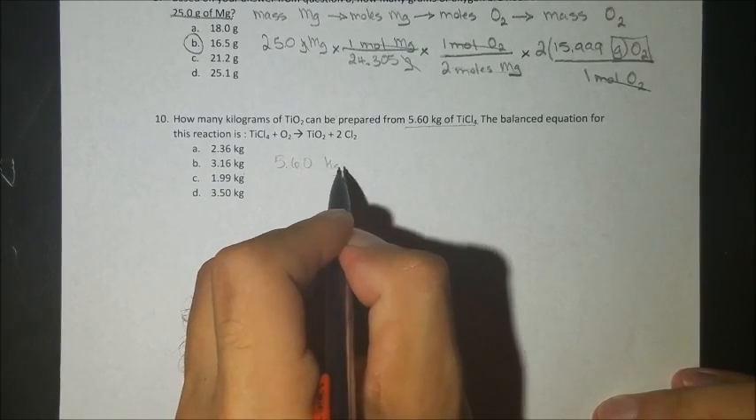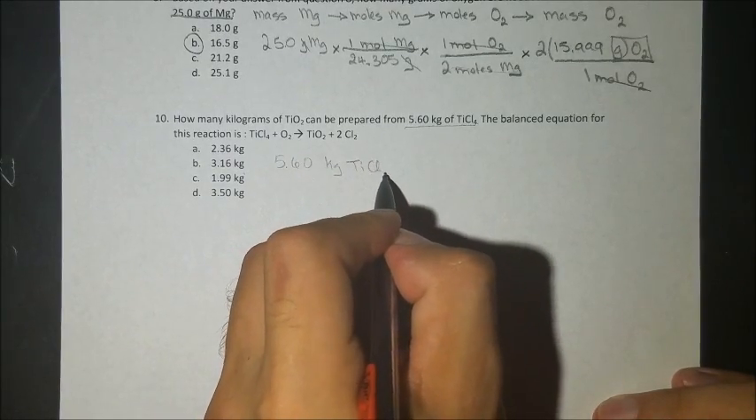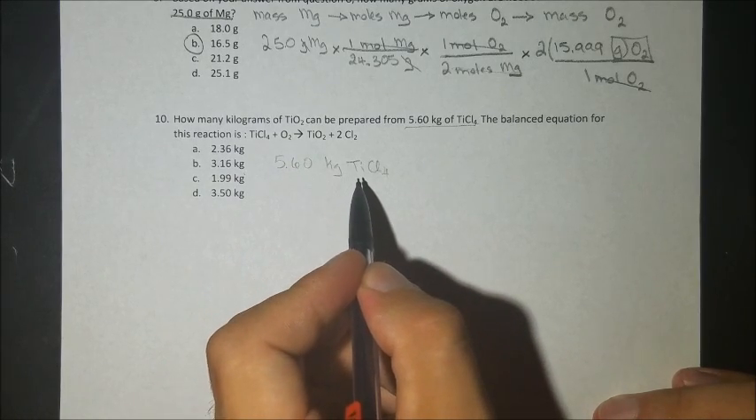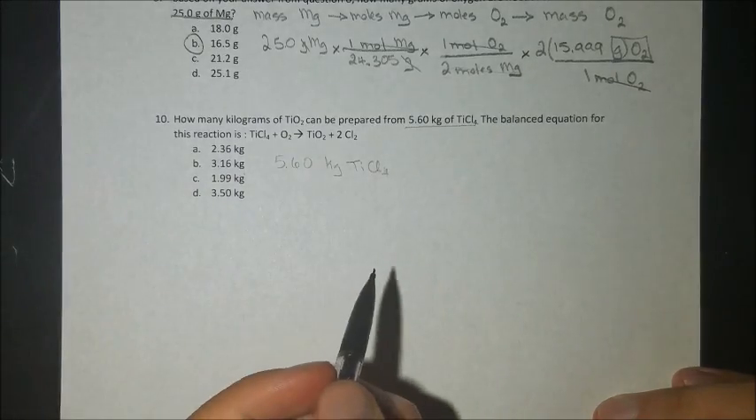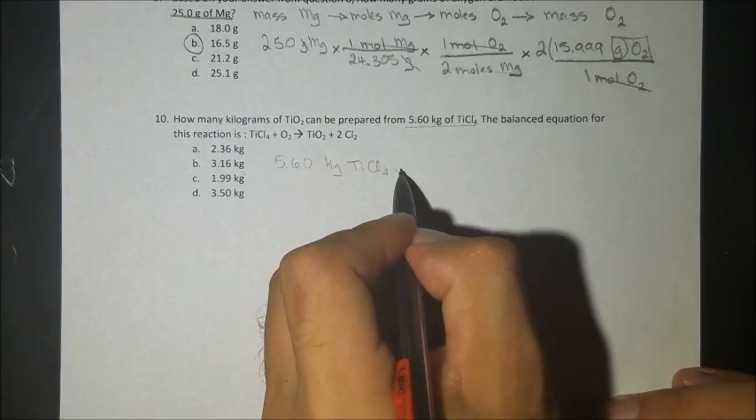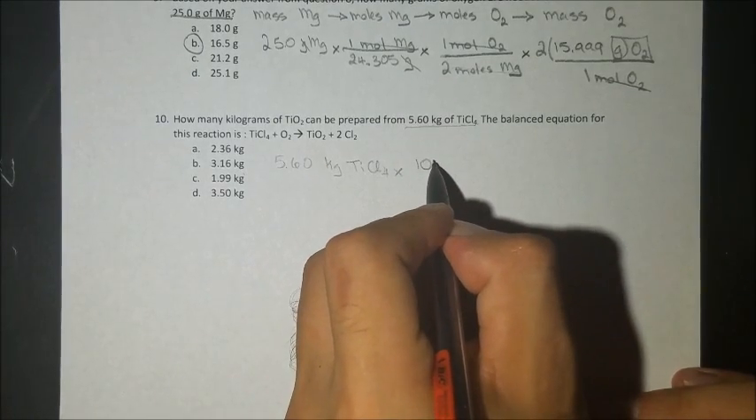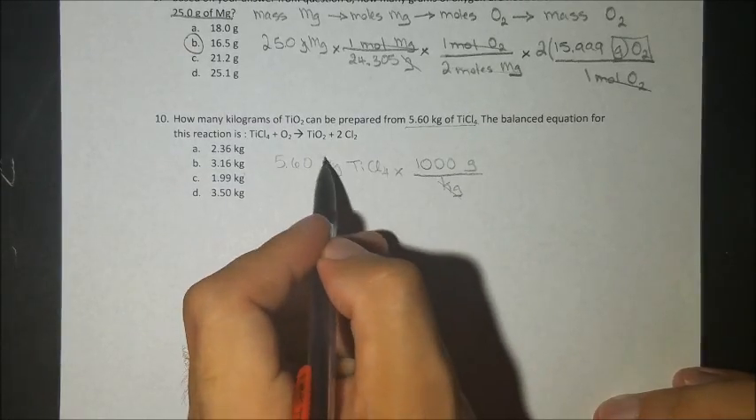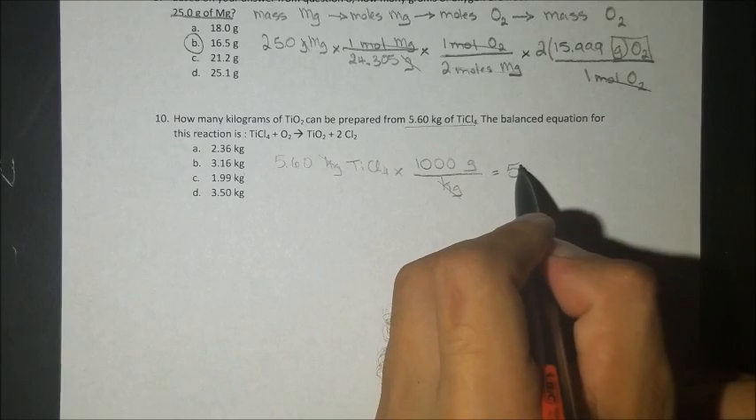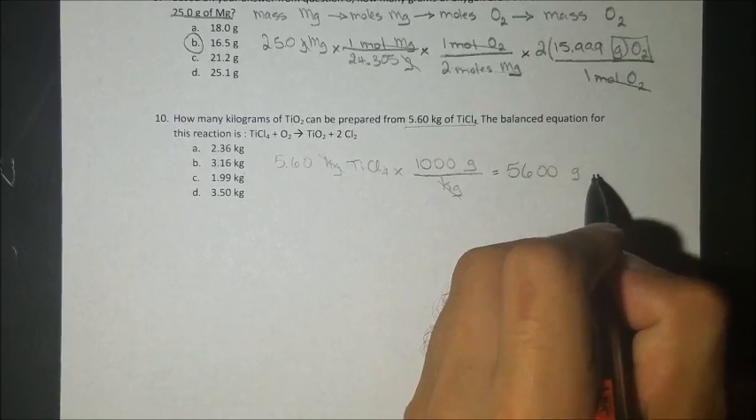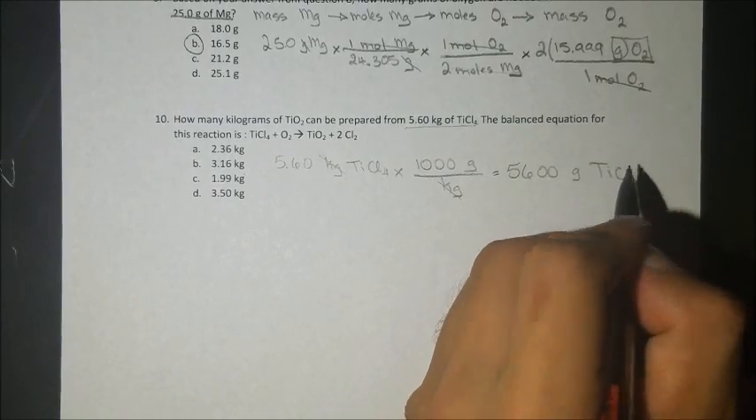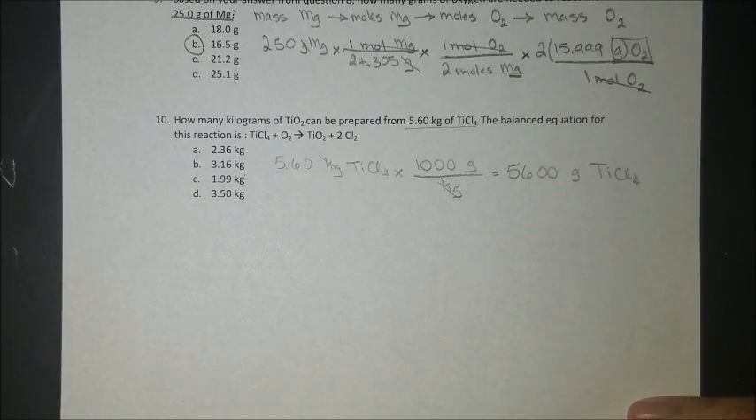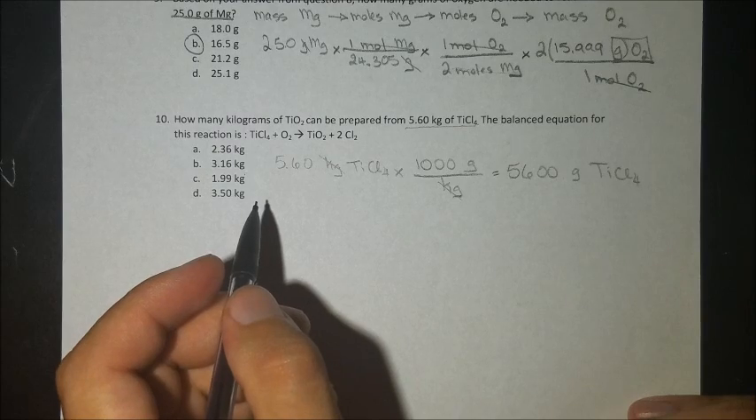So we've got 5.60 kilograms of titanium 4 chloride. And what we need to do first is convert this into grams. That way we can relate our mass to what's on the periodic table. So let's go ahead and just do that. There's 1,000 grams in a kilogram, and our kilograms cancel. So this is going to be simply 5,600 grams of titanium 4 chloride. Okay, and now we can actually get to the problem.